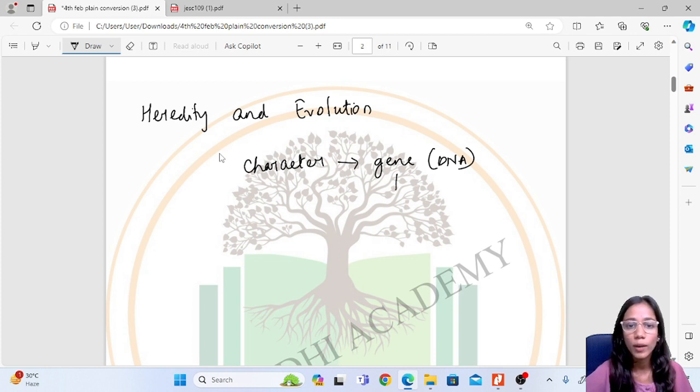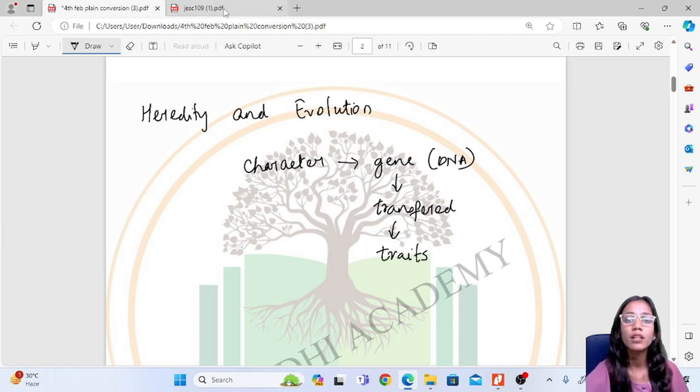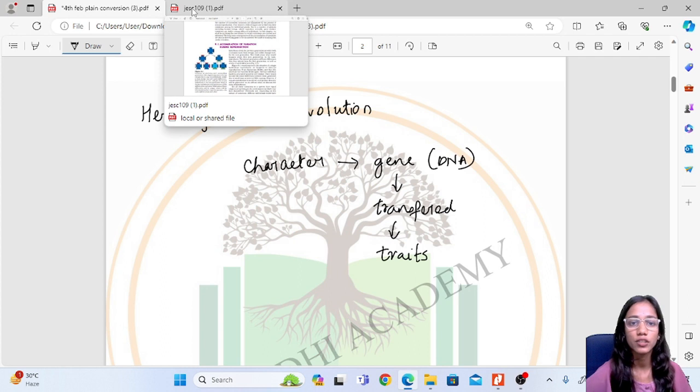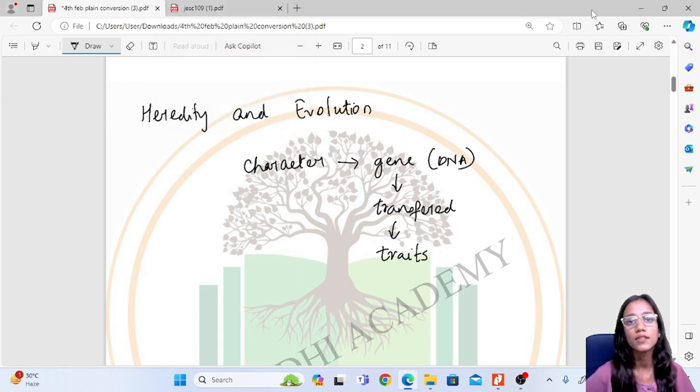So we know that when there is reproduction, the genes are transferred from first generation to second generation, and therefore there is also the inheritance of those particular traits. Now, in the chapter on reproduction, we saw there are two types of reproduction, sexual and asexual. In asexual reproduction, only one organism is involved, but in sexual reproduction, two organisms are involved.